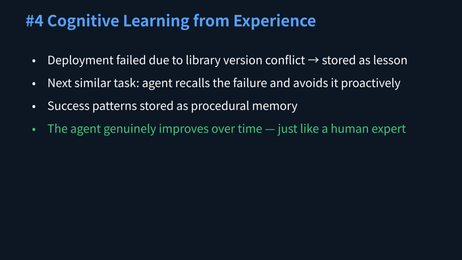The fourth shift is cognitive learning. This is the most powerful capability. The agent doesn't just remember facts, it learns from experience. If a deployment script failed because of a library version conflict, the agent stores that lesson permanently. Next time it encounters a similar task, it recalls that failure and proactively writes code that avoids the same mistake from the start. Just like a human expert who genuinely improves with experience, the agent gets better over time.